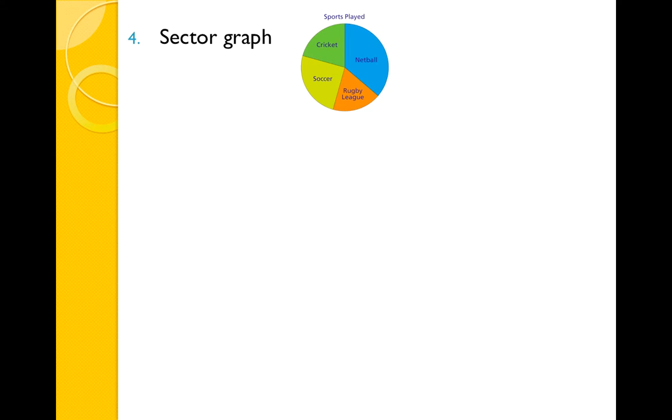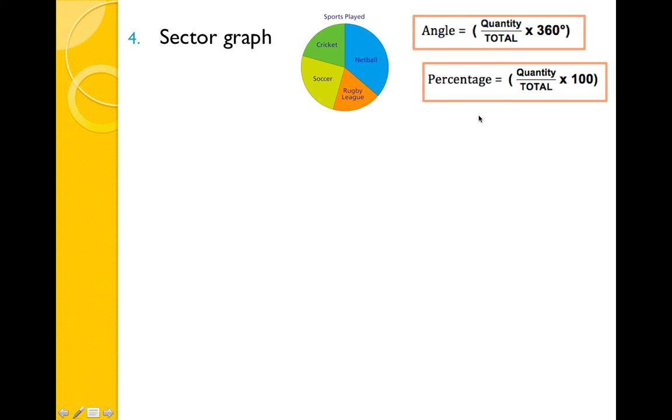The fourth method is a sector graph. For this, you need to be able to calculate the angle that the size for the netball sector has to be, or cricket, or whatever one. So you'll take the quantity of players who chose netball divided by the total of players surveyed times 360 degrees, because a full circle takes 360 degrees. You sometimes also need to be able to calculate the percentage of players for netball, cricket or soccer, which is the same fraction as before, multiplied by 100 to get it as a percentage.